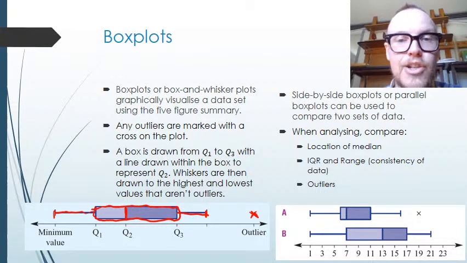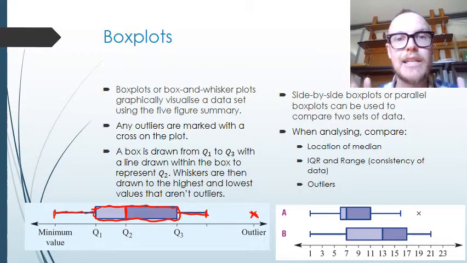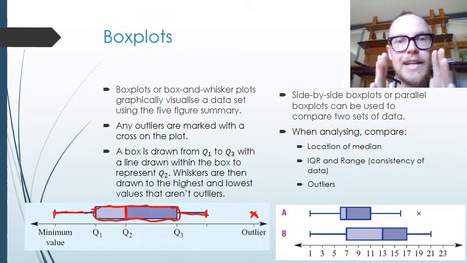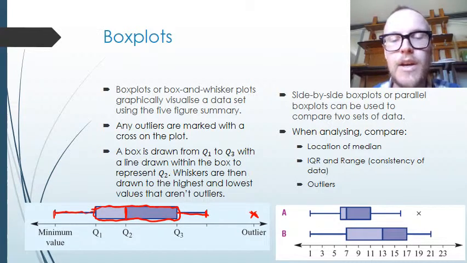And also the range, and that talks about the consistency of the data, because if we've got a low interquartile range or a low range, it means that most of the data is concentrated around a smaller area, and it means that data is more consistent. We can also comment about whether there are any outliers.